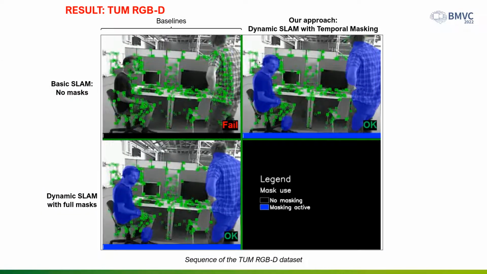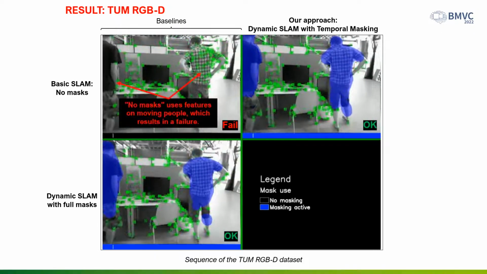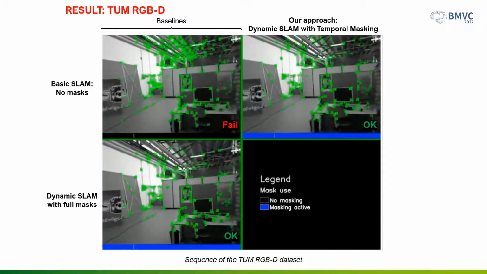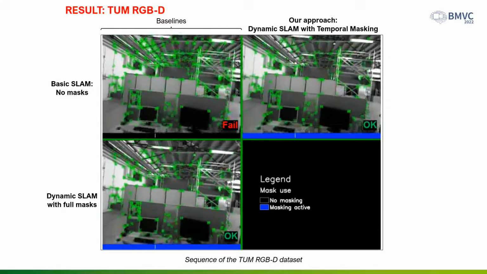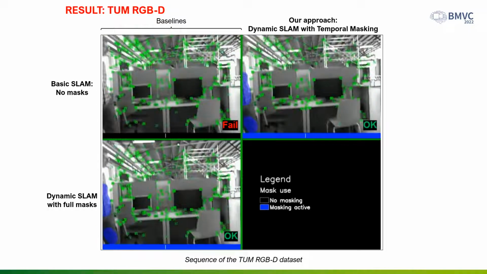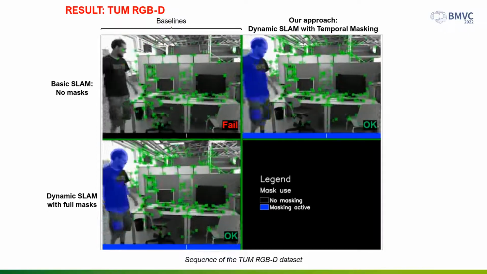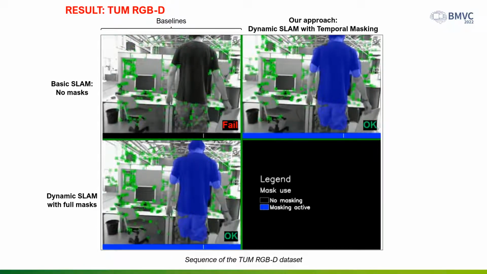We have now a fairly simple example of TUM RGB-D. Here, the solution is to mask objects, meaning here people, all the time, since they are moving all the time. And our approach is able to understand this, so it works. Now, if you look at the no masking approach, you will see that it tracks points on people, which causes the drifting and a very poor final performance.